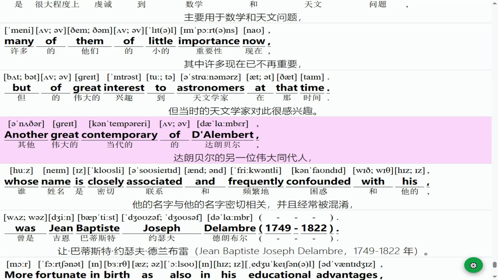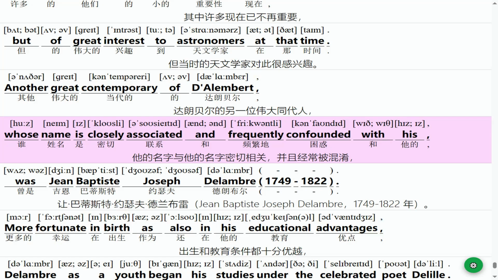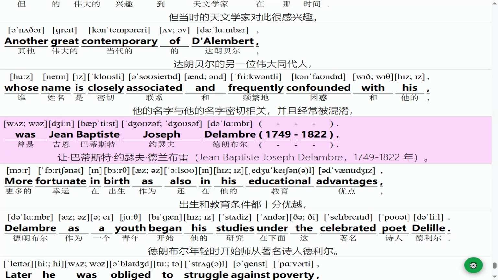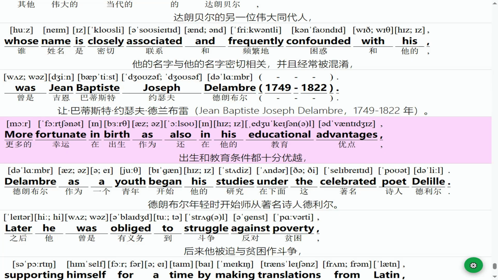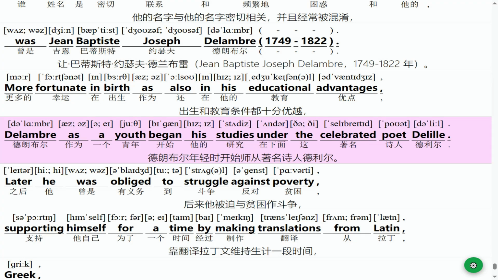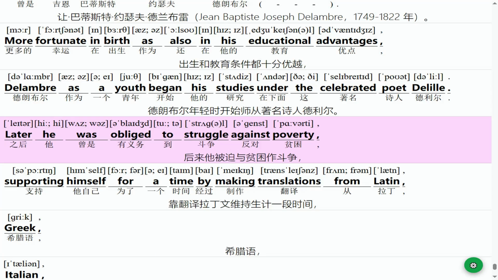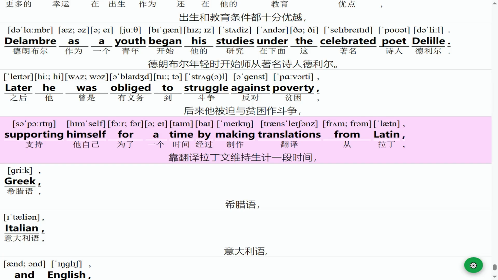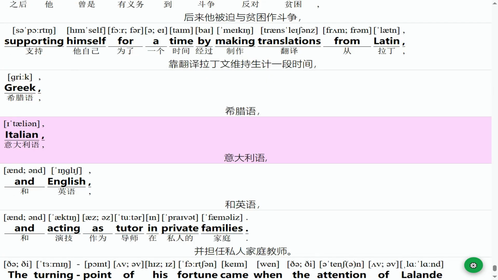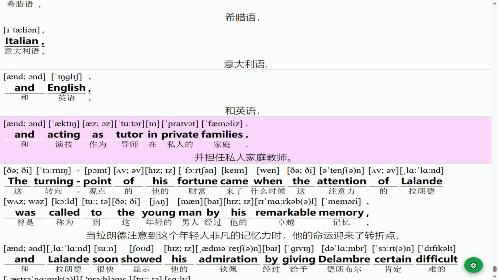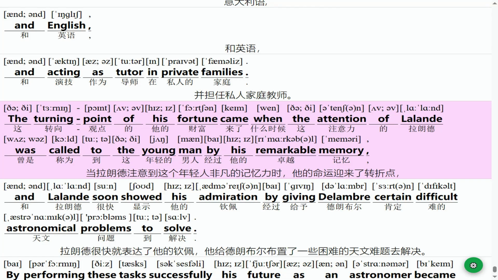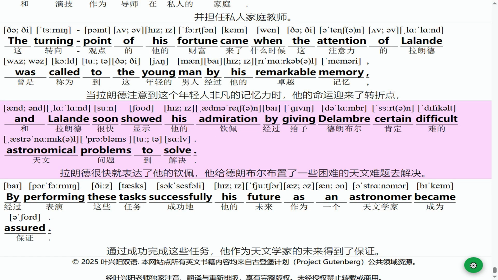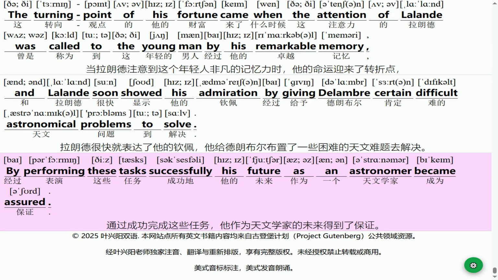Another great contemporary of D'Alembert, whose name is closely associated and frequently confounded with his, was Jean-Baptiste Joseph Delambre, 1749 to 1822. More fortunate in birth as also in his educational advantages, Delambre as a youth began his studies under the celebrated poet Delille. Later he was obliged to struggle against poverty, supporting himself for a time by making translations from Latin, Greek, Italian, and English, and acting as tutor in private families. The turning point of his fortune came when the attention of Lalande was called to the young man by his remarkable memory, and Lalande soon showed his admiration by giving Delambre certain difficult astronomical problems to solve. By performing these tasks successfully, his future as an astronomer became assured.